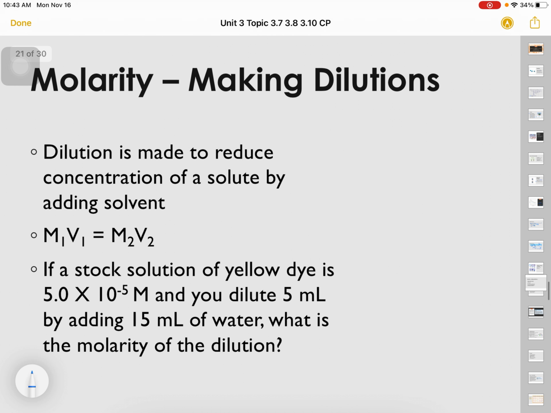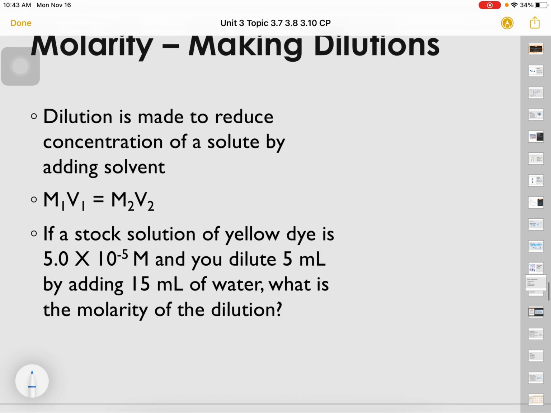A dilution is another calculation you need to be able to do. Dilution is made to reduce the concentration of a solute by adding solvent to it. This is the shorthand way of doing it. This is not on your reference sheet, but it's easy enough to remember. M1V1 equals M2V2. So your original molarity and volume equals your new molarity and volume, because you're not changing moles of solute. So your moles of solute will be equal, you're just adding solvent to it.